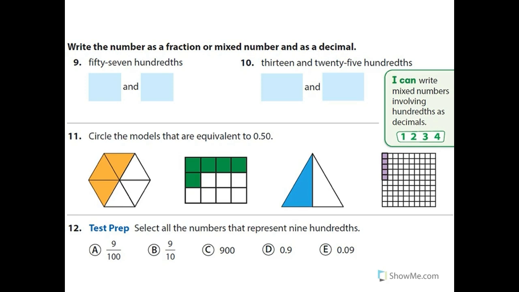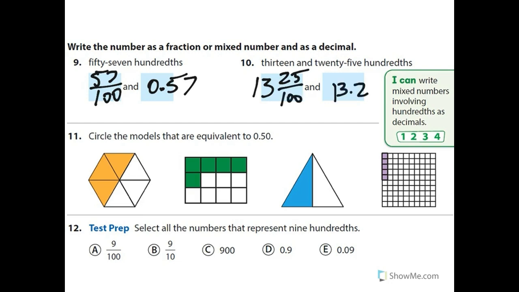Alright, so let's do this. 57 hundredths would be 57 hundredths and 57 hundredths. You go ahead, solve number 10, and then we'll go over it. Alrighty. So 13 and 25 hundredths. So 13 and 25 hundredths. Now, if you wrote the decimal first and then the fraction second, that's fine as well.